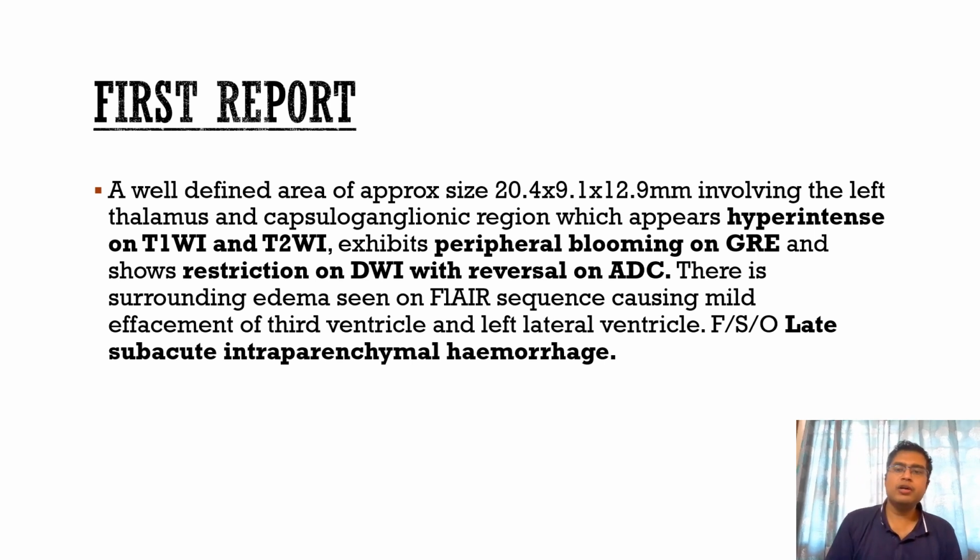So this is the report given for the first patient. It was a well-defined area involving the left thalamus and capsuloganglionic region, which appears hyperintense on T1 as well as T2, exhibits peripheral blooming on GRE, and shows restriction on DWI with reversal on ADC. There is surrounding edema seen on FLAIR sequences causing mild effacement of the third ventricle, and these features were suggestive of late subacute intraparenchymal hemorrhage.